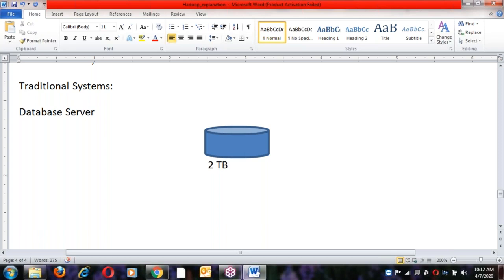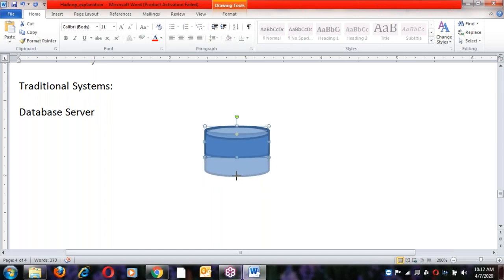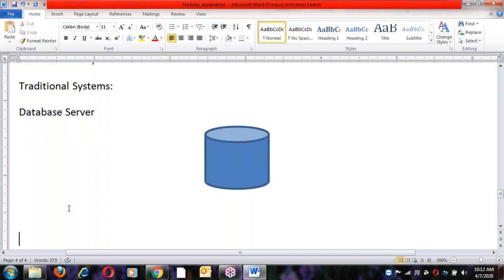Once the 2 TB of data is filled, the space is full. Next, the DBA will add one more disk to the database, making it 4 TB and increasing the capacity. When that also fills, another 2 TB disk is added. Like this, you add the disks one by one. Initially the capacity is a 2 TB disk.